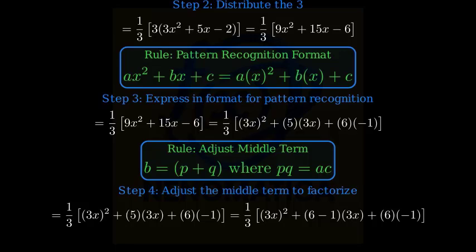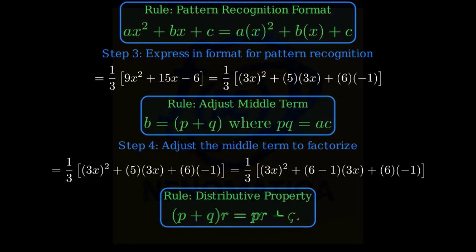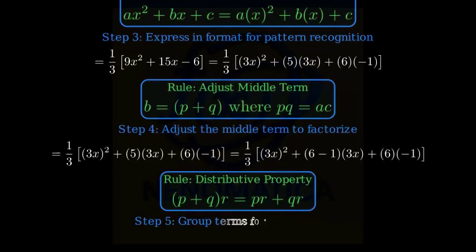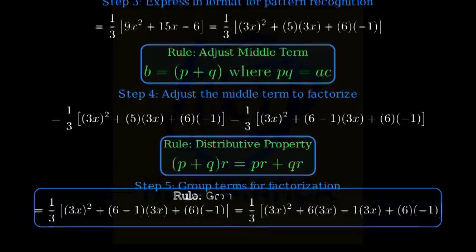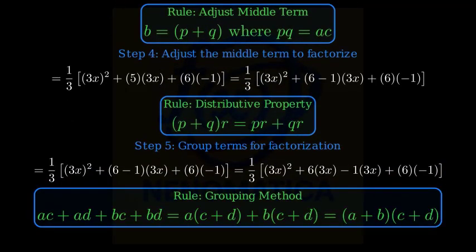For our fifth step, we'll group the terms to prepare for factorization. Let's distribute the middle term and rearrange. So we get 1/3 times the quantity 3x squared plus 6 times 3x minus 1 times 3x plus 6 times -1. For our sixth step, we'll reorganize the terms to identify common factors.